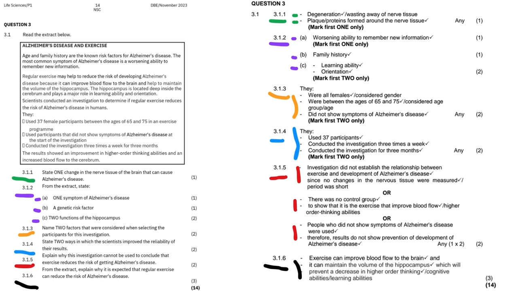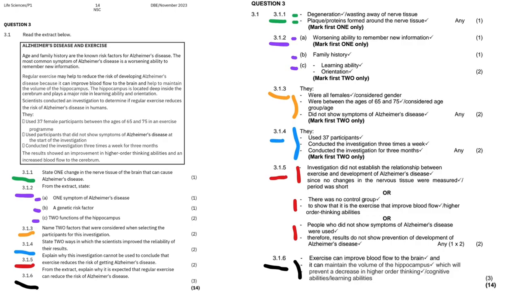Question 3.1.3. Name 2 factors that were considered when selecting the participants for this investigation. They were all females or considered gender. They were between the ages of 65 and 75, considered age group. They did not show symptoms of Alzheimer's disease.